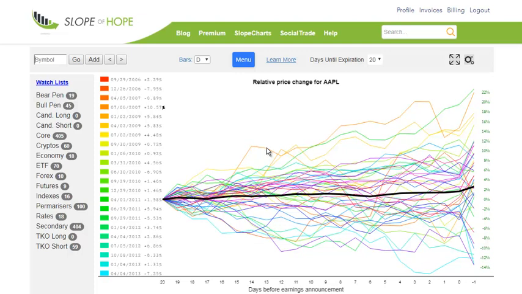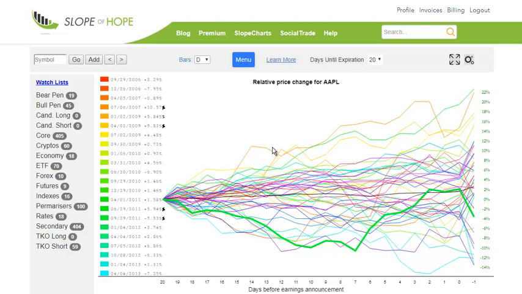Each one of these lines shows what Apple as a company did as a stock running up to its earnings announcement. And the black line is an average of all of those. So this is a terribly interesting way to see the behavior, the psyche, if you will, of a particular financial instrument based on many, many quarters of data as it approaches an earnings event.